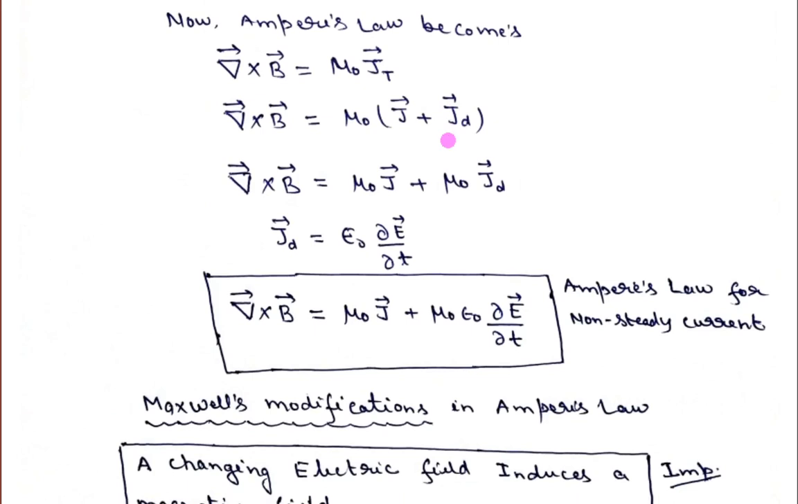So we can write Ampere's law now as del cross B is equal to mu 0 J plus mu 0 epsilon 0 del E upon del t. This gives a very beautiful equation, known as Ampere's law for non-steady currents, or Ampere's law with Maxwell's modification. This is what Maxwell has contributed in electromagnetic theory, in electrodynamics. He gave this concept of displacement current, which originates because of the changing electric field. So del cross B is equal to mu 0 J plus mu 0 epsilon 0 del E upon del t.